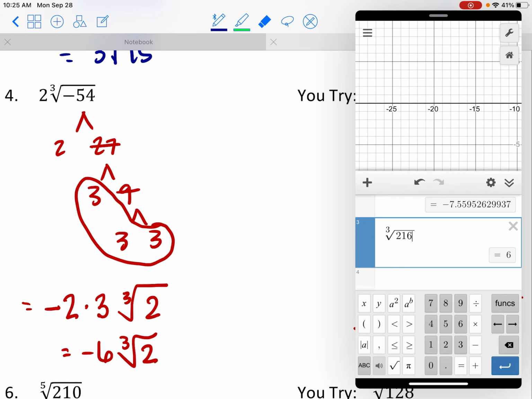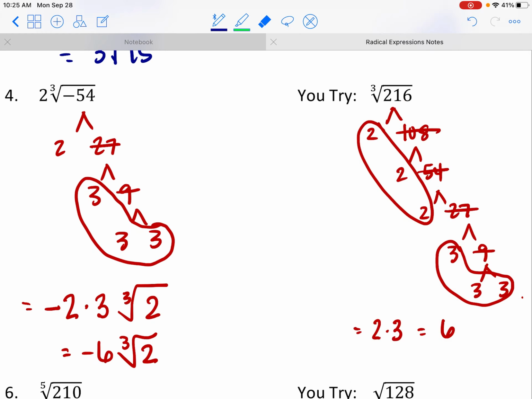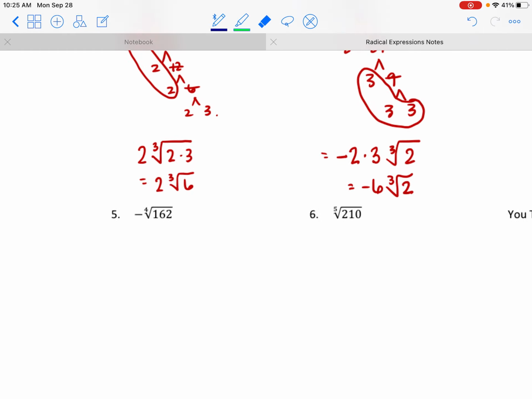I swear I'm pushing these buttons. Okay, so there it is, 6. Okay? Alright, let's try a few more.